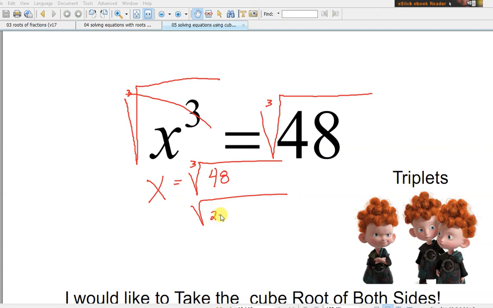See, 48 is 2 times 24. 24 is 2 times 12. 12 is 2 times 6. I'm going to leave this 6 because there's nothing else left in it that I can use. And so I have a triplet right here. And we're going to pull our triplets out. So it's 2 cube root of 6.